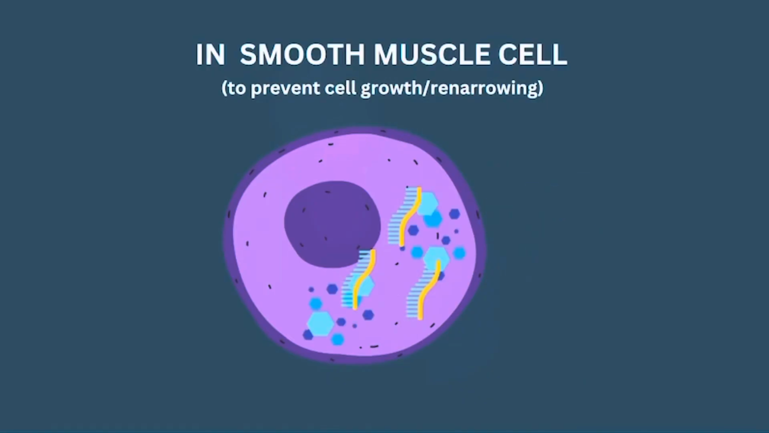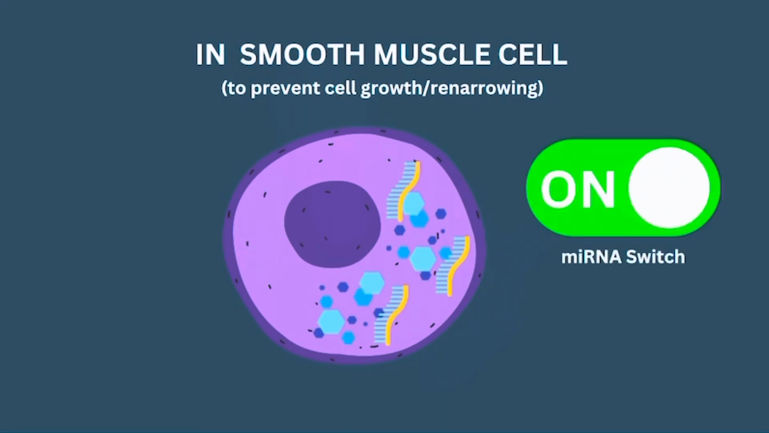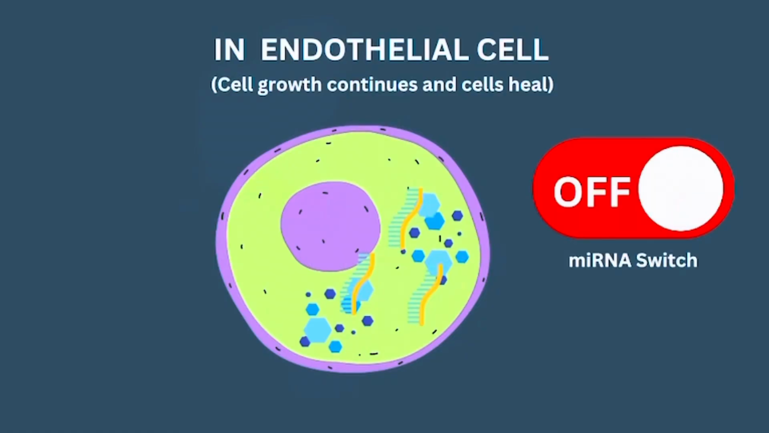Within this mixture is a microRNA switch. This is a gene regulator, and it ensures that the synthetic mRNA codes for the P27 protein in target smooth muscle cells to inhibit cell growth, but it allosterically binds to the synthetic RNA when present in non-targeted endothelial cells to prevent the translation of P27 protein so these cells can divide and heal.